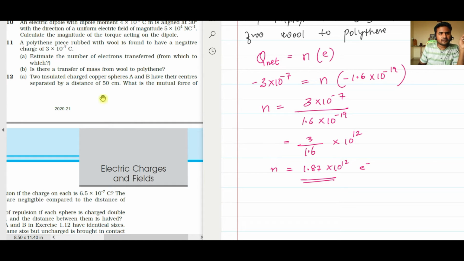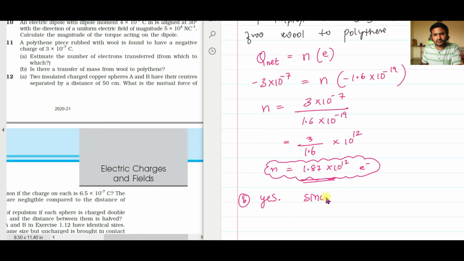Okay, and the next part of the question is, is there transfer of mass from wool to the polythene? Yes, because electrons possess mass, and we know how many electrons have gotten transferred. Obviously they all have a mass. The mass is negligible though. How much is the mass of the electron? It's 9.1 into 10 to the power of minus 31 kg, which is very negligible. Though it is negligible, still there is some certain amount of mass that is getting transferred. Yes, so the answer for sub question B is yes.